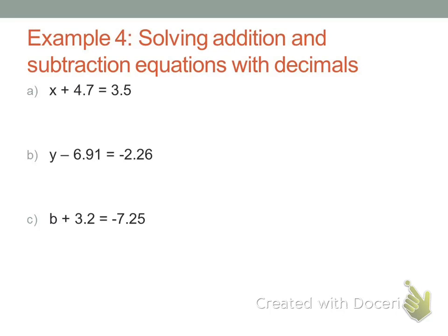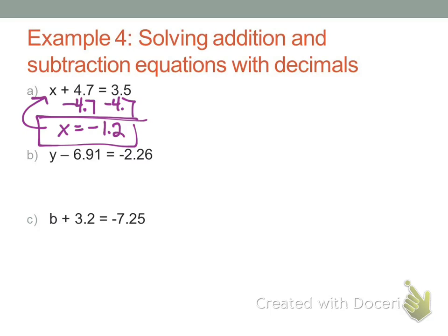So how can I get x by itself? What do I need to do? Add 4.7? Do I need to add it? Subtract it. I need to subtract it. I have to do the opposite operation. So subtract 4.7. Whatever I do to one side, I do to the other. Use your calculators. X equals negative 1.2. And then you check it the same way that we've been doing all class.